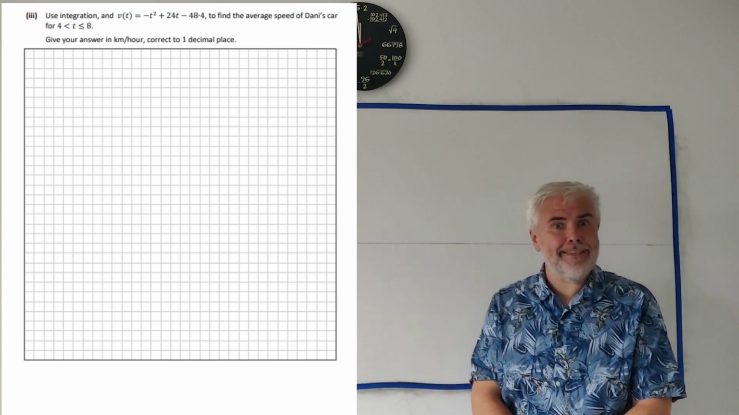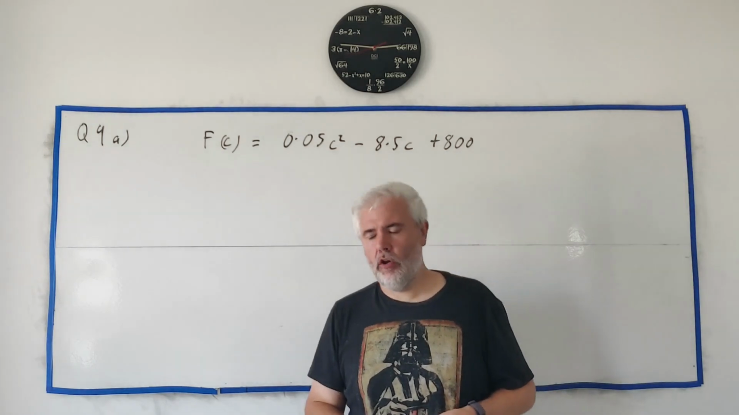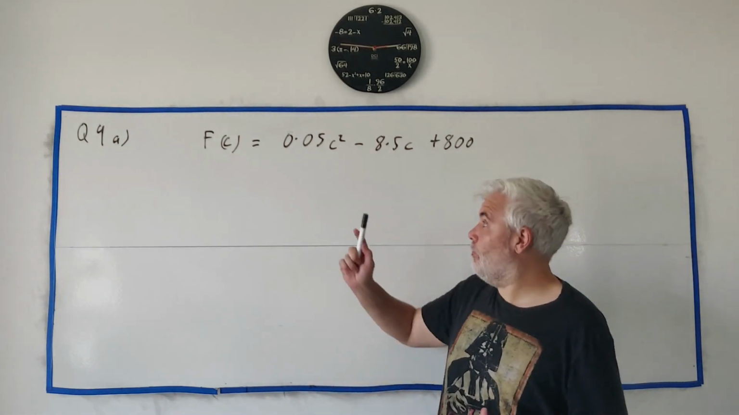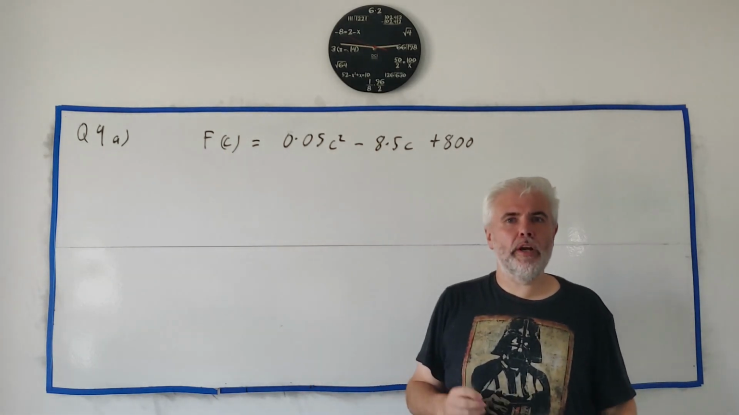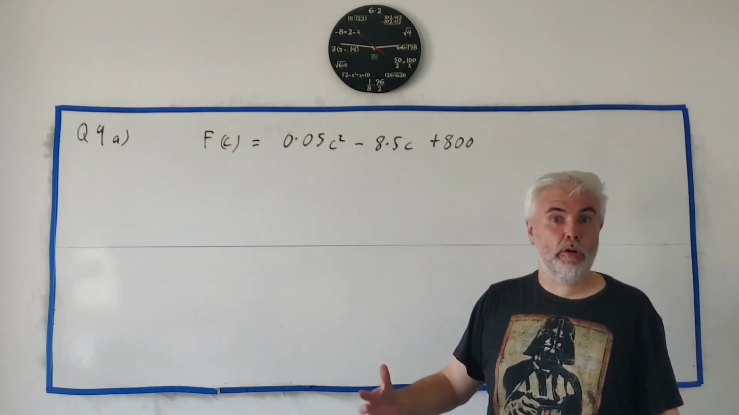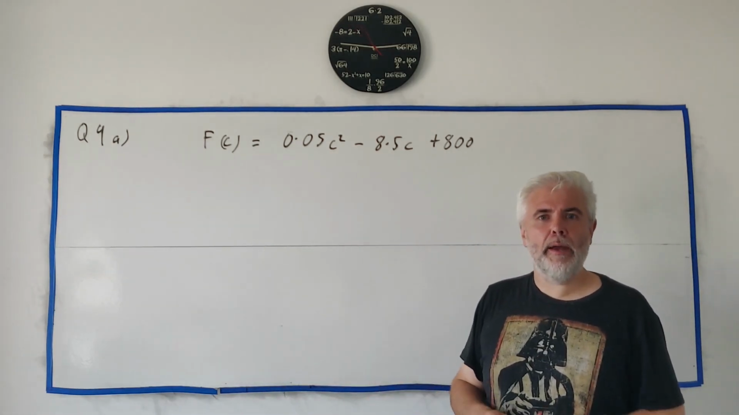Okay, let's get into the maths. Question 9 is all about a car's fuel consumption, and that's given by this function f, where c is the speed of the car. So the faster the car goes, the more fuel it consumes.